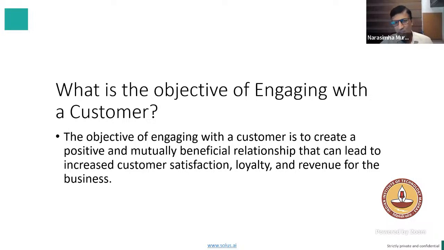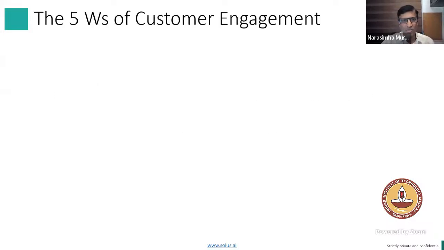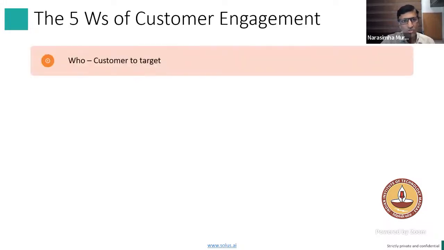Now, in order to engage with a customer, there are many things one needs to do, right? So let's look at it in a certain structured manner. And something that I've seen work for me and something that has worked for my clients also is using the whole concept of communication and talking about customer engagement using the 5 Ws, right? Now, the 5 Ws are, and we'll go through each of them shortly, right? So the first one is who.